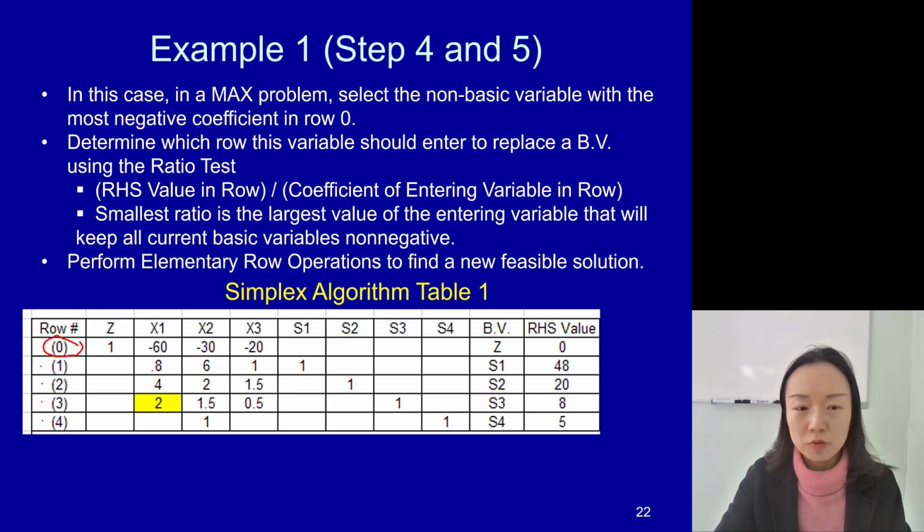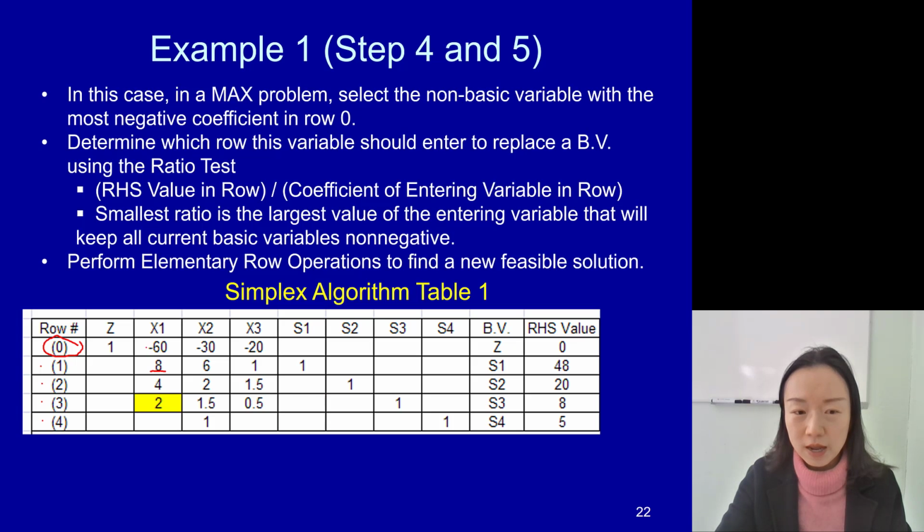Similarly, if we read here, we can tell the constraint is 8 x1 plus 6 x2 plus 1 x3 plus 1 s1 equal to 48. That's our first constraint. The second constraint would be 4 x1, 2 x2, 1.5 x3 plus s2 equals 20.